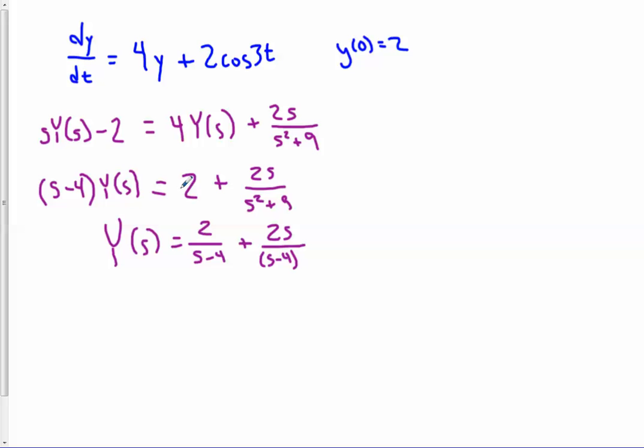I'm going to divide s minus 4 into each of these terms separately. Not a big deal, but I think we might as well keep them separate. So this guy I think is already ready to go in terms of going backward, in terms of inverse Laplace transform. Right, that'll just be 2e to the 4t.